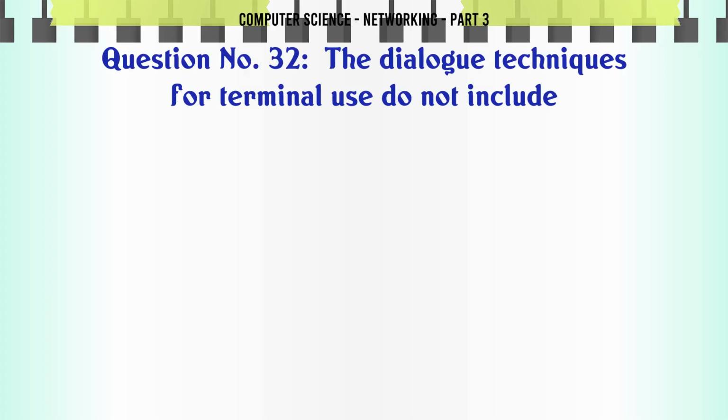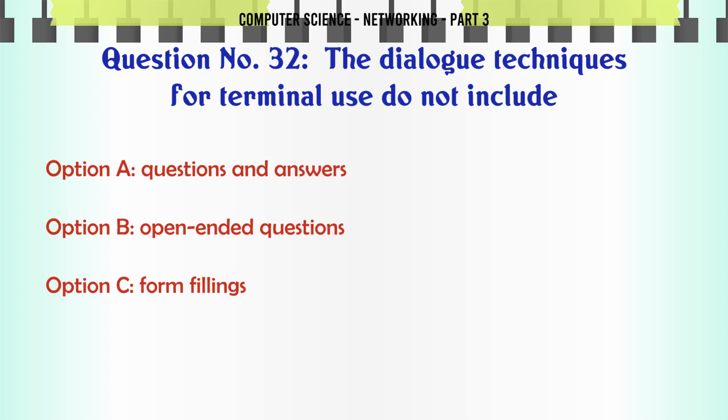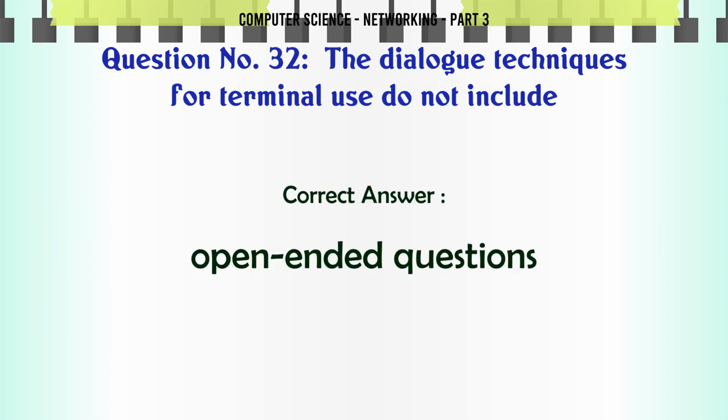The dialogue techniques for terminal use do not include A, questions and answers. B, open-ended questions. C, form fillings. D, menu display. The correct answer is open-ended questions.